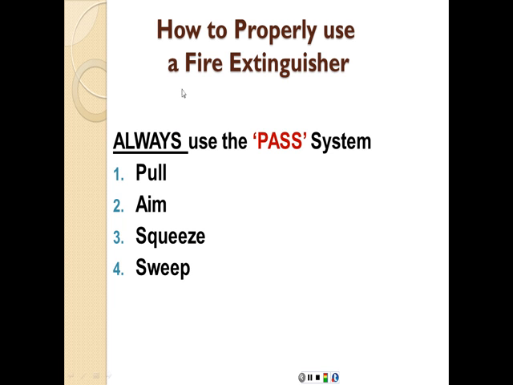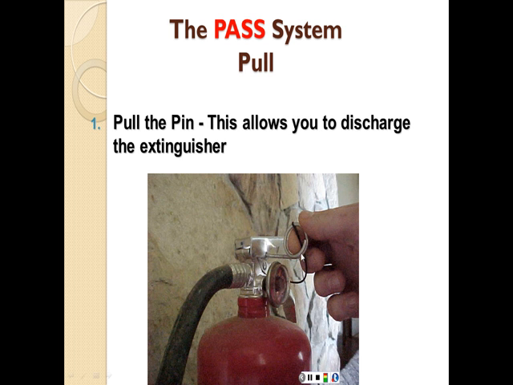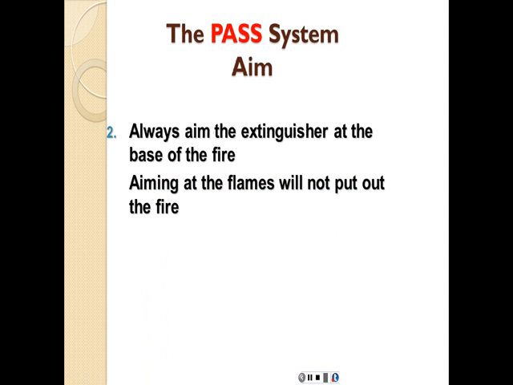How to properly use a fire extinguisher? Always use the PASS system. Remember that PASS. PASS stands for pull, aim, squeeze, and sweep. Pull the pin, aim the nozzle, squeeze, and then sweep across the base of the fire to extinguish that fire. So the first step is to pull the pin. This allows you to discharge the extinguisher. That pin is a safety measure so that it wouldn't discharge by accident.